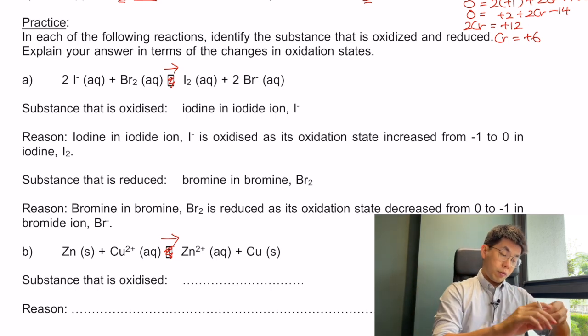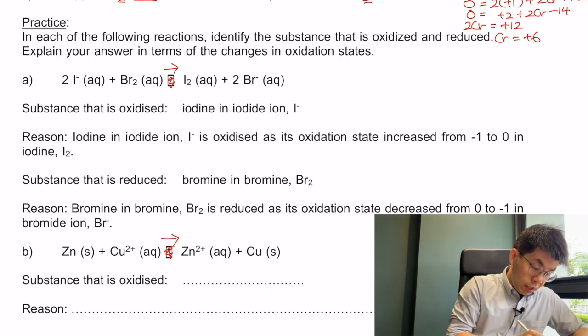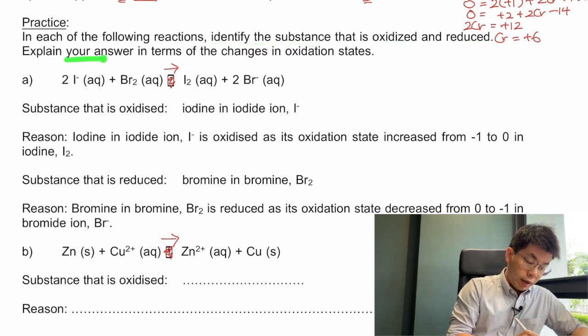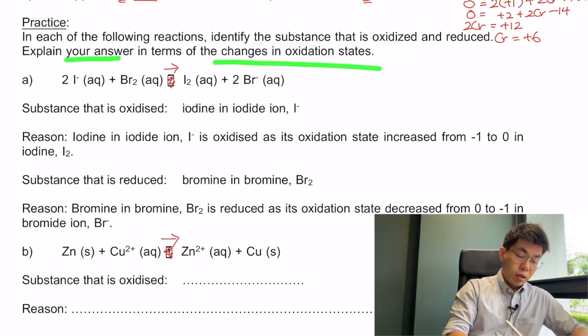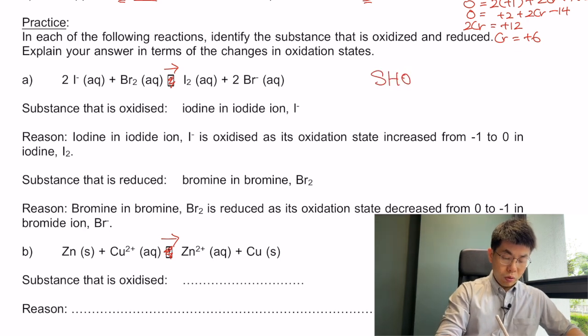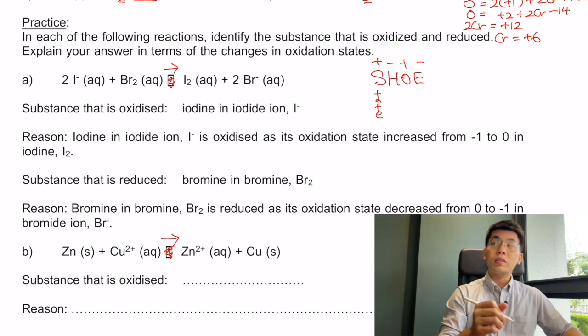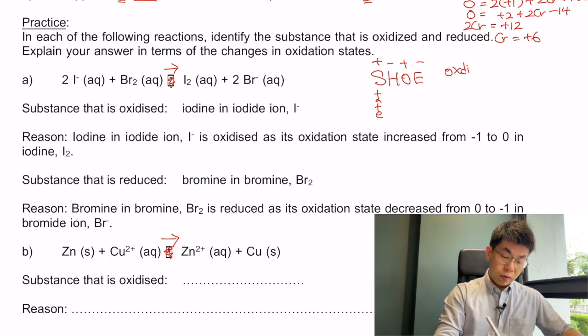So the question can be phrased as such. Explain in each of the following reactions, identify which one is oxidized, which one is reduced, and we use our answer in terms of changes in oxidation state. So we must remember SHOE, plus minus plus minus. S stands for oxidation state, H stands for hydrogen, O stands for oxygen, and E stands for electron. And this is plus minus. Again, these are all for oxidation. So oxidation is the increase in oxidation state, while reduction is a decrease in oxidation state.